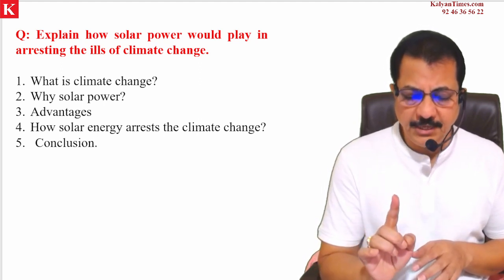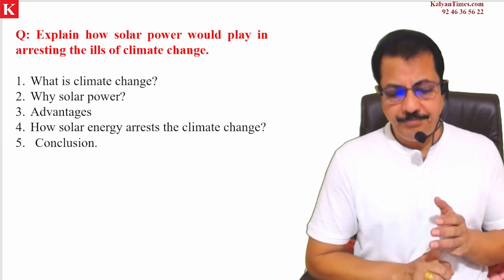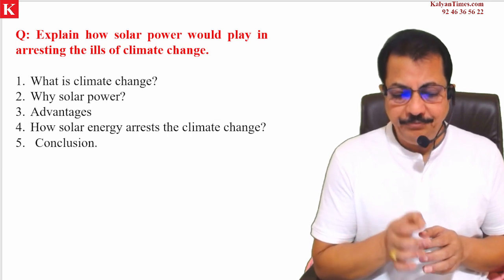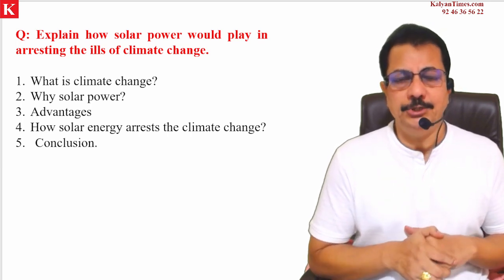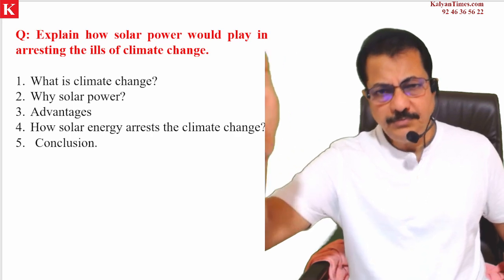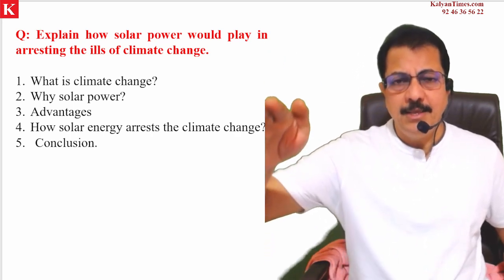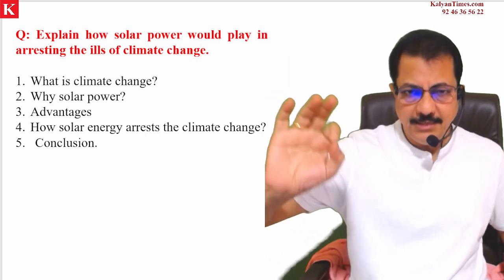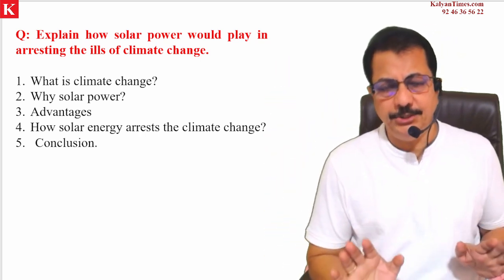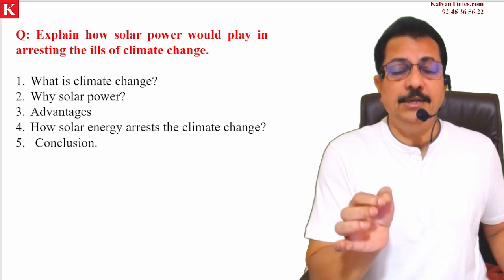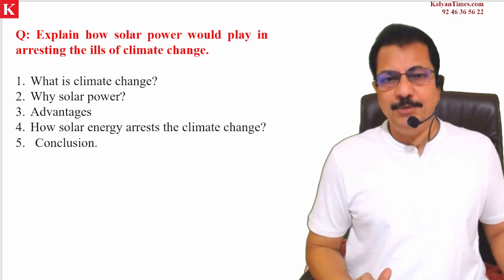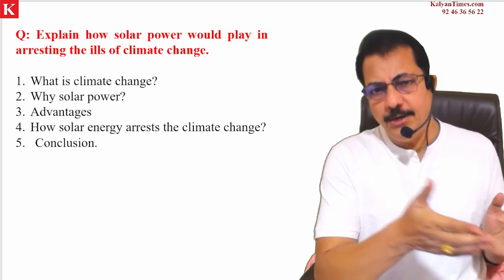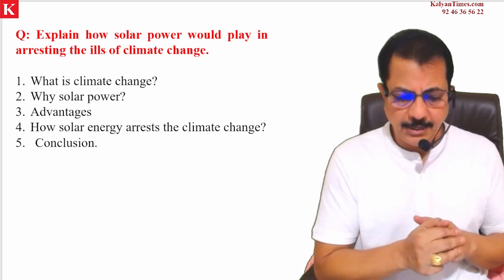Please look at the question carefully once again. Explain how solar power would play a role in arresting the ills of climate change. So, the role of solar power in mitigating, reducing, decreasing the ill effects of climate change. This is what exactly you are supposed to write in the examination. Clear? Of course, this will be between 200, 250 and 300 words, and we'll try to write it.